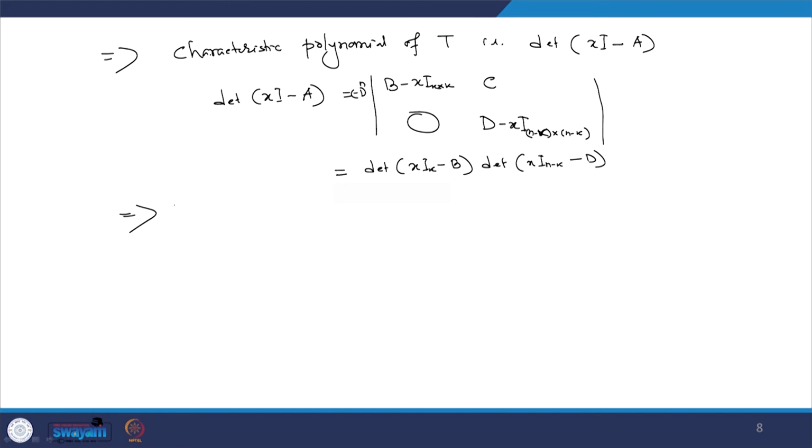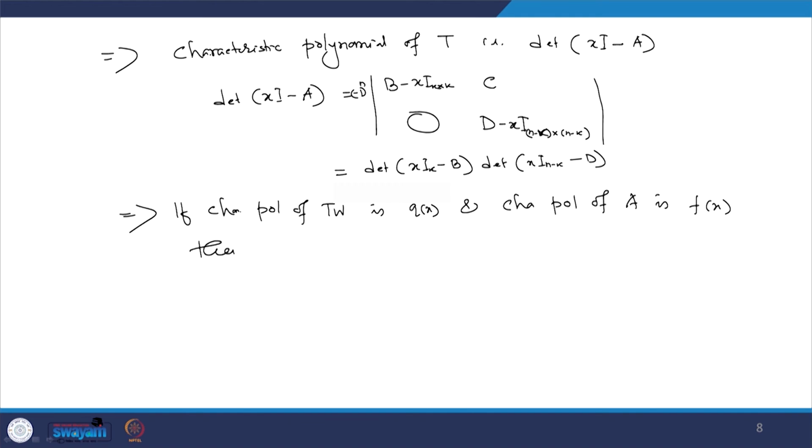So, this implies if the characteristic polynomial of T w is q x and the characteristic polynomial of capital A is say f x, then q x divides f x. So, the characteristic polynomial of the restricted operator T w divides the characteristic polynomial of A.